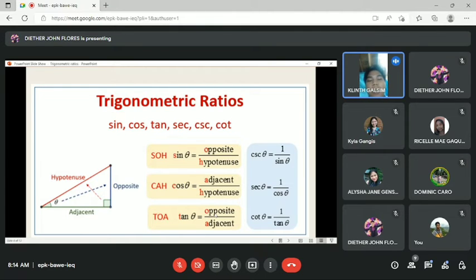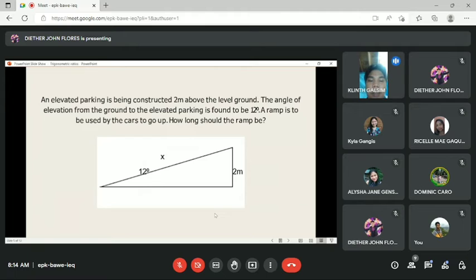And for the secant, it is equal to hypotenuse over adjacent. And then lastly, the cotangent is equal to adjacent over opposite. So take note that the opposite side is the perpendicular side and the adjacent side is the base of the right triangle, while the hypotenuse is the longest side of the triangle. So any questions? None, sir. Okay, very good.